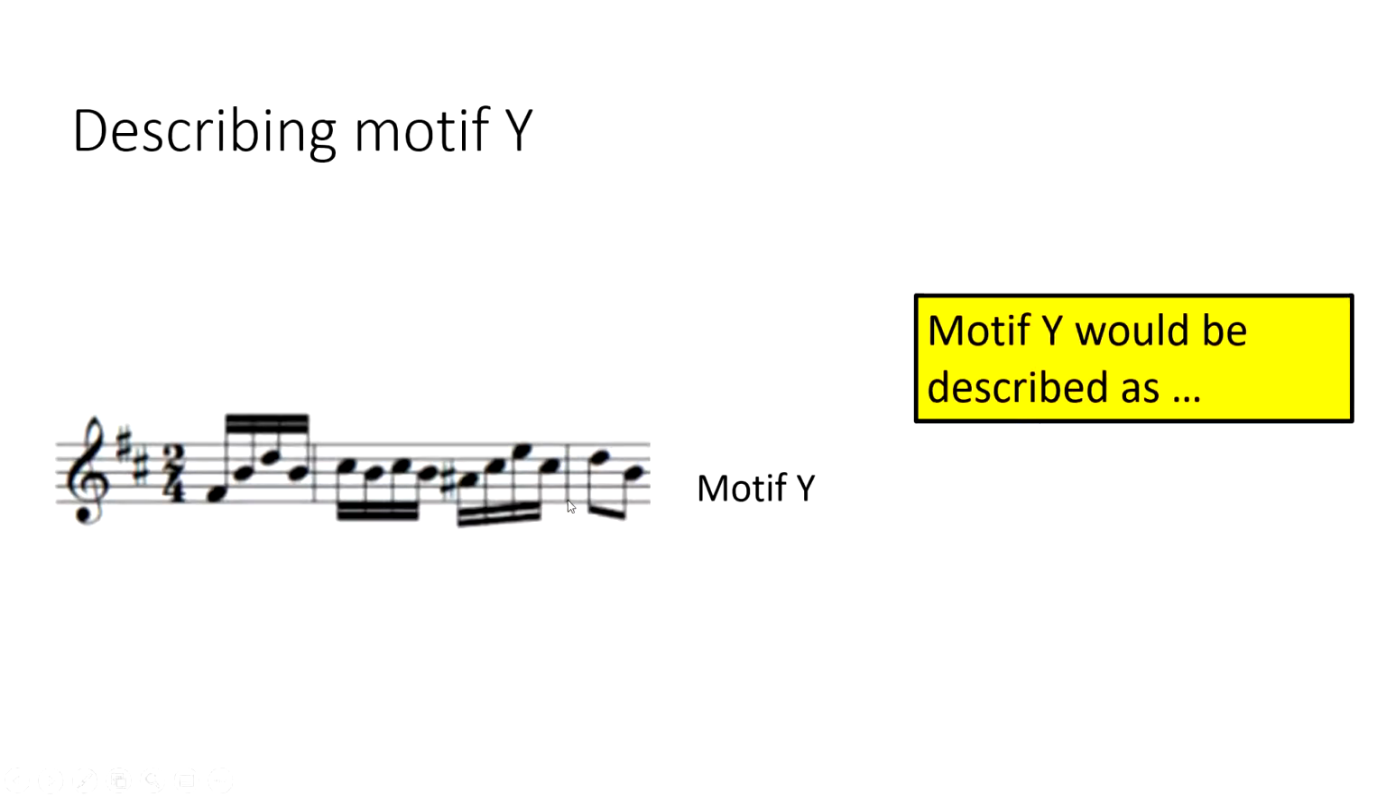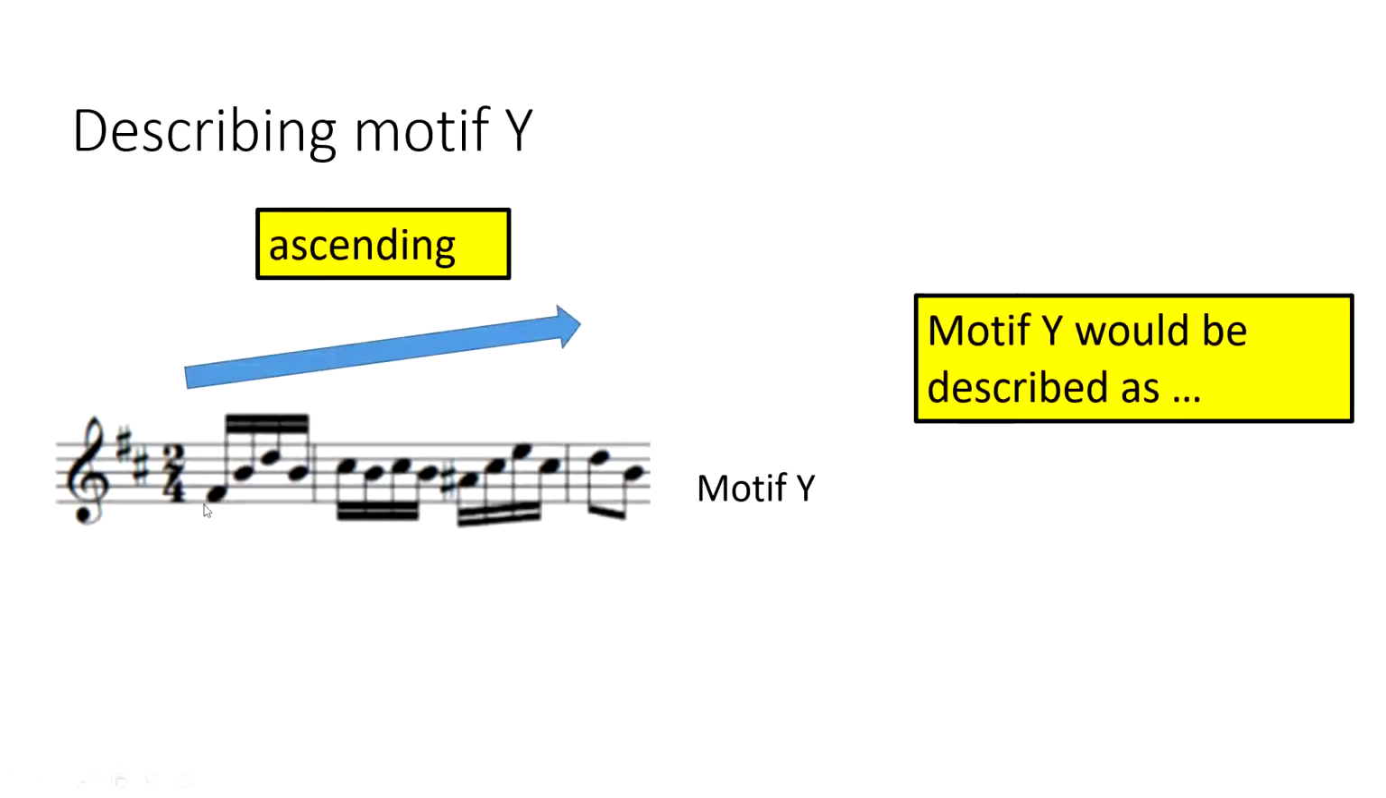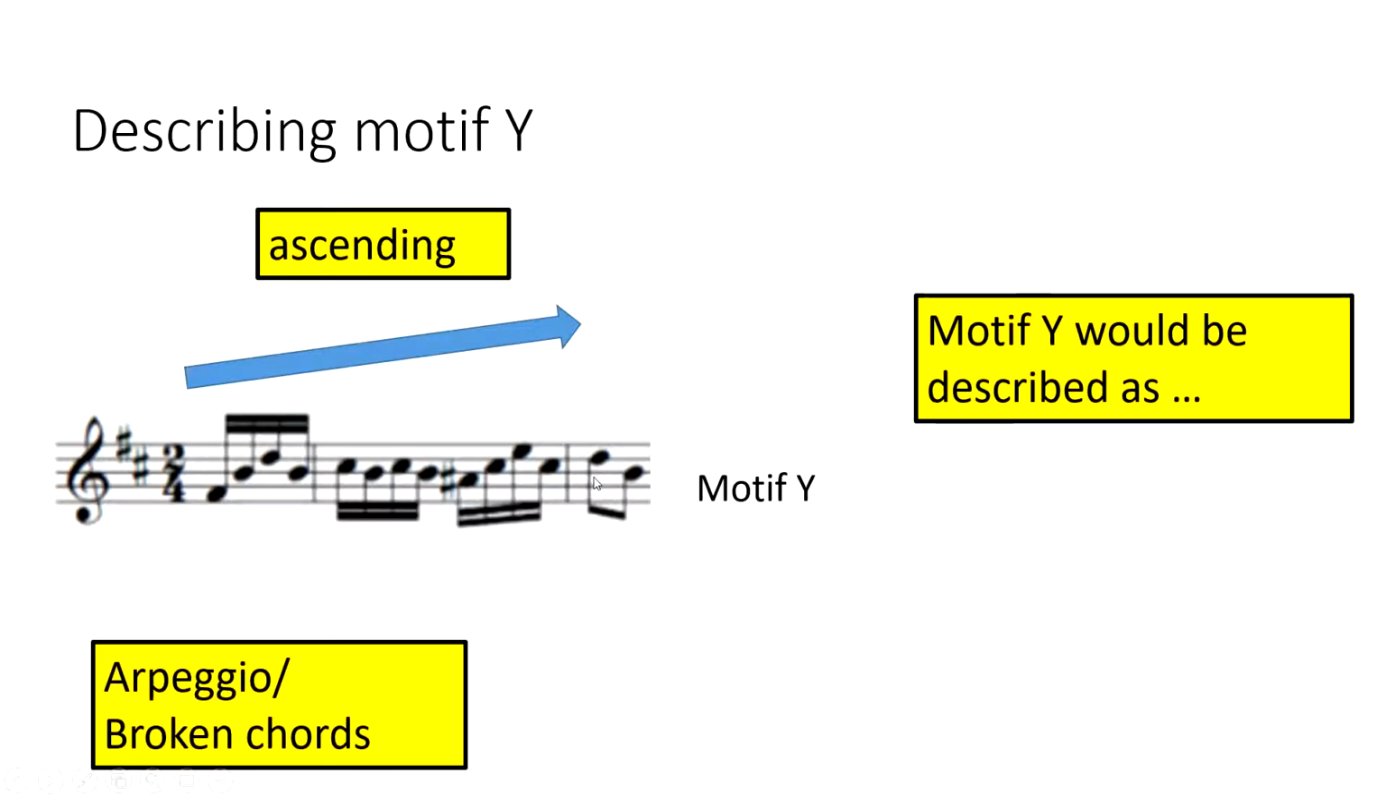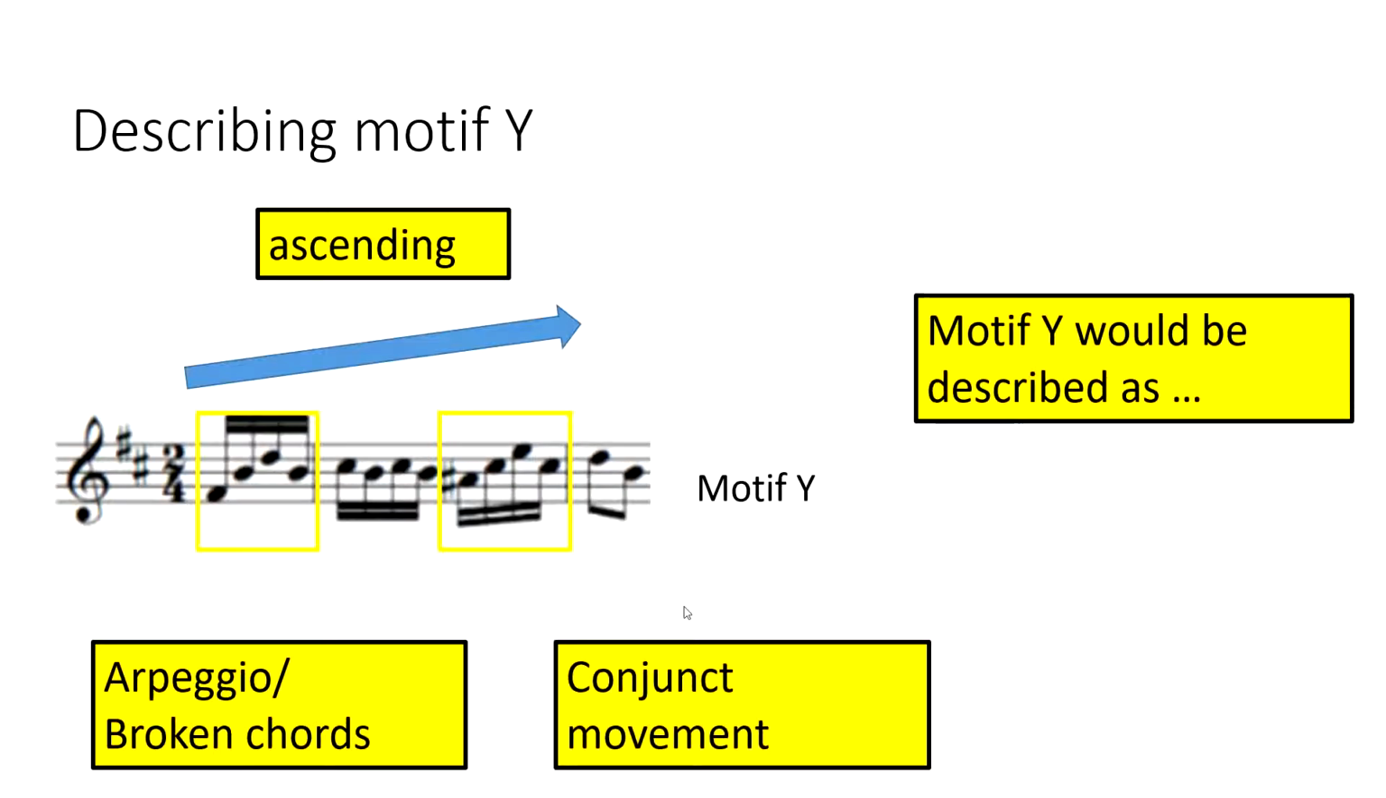When we're looking at motif Y, again it's very different. We can see that it's ascending. So as we move along, it's gradually getting higher in pitch. We would also be able to describe this motif as having some arpeggio movement, which I've just highlighted there. We've got two arpeggios or two broken chords. And also, we have some conjunct movement as well. So here, we have conjunct movement, so notes moving in step. So an ascending motif with some arpeggio and conjunct movement.